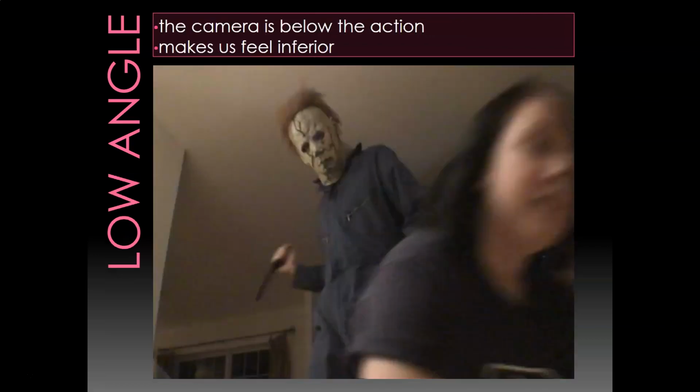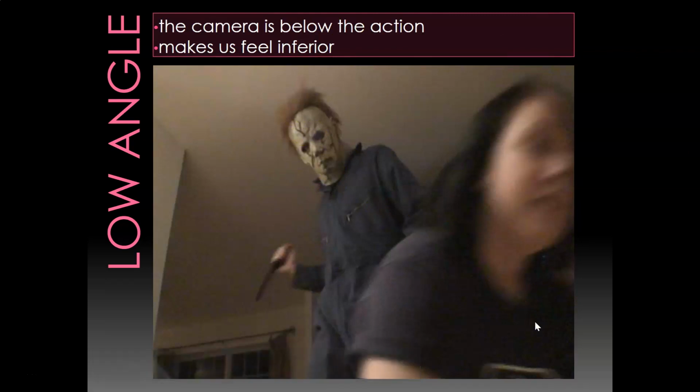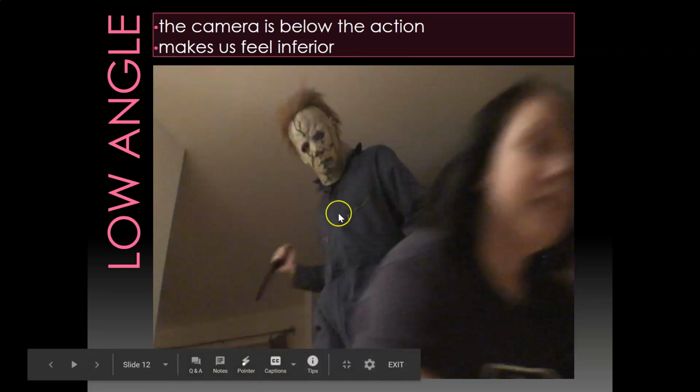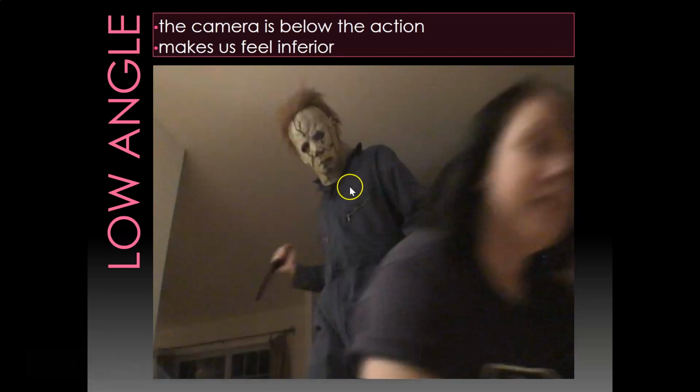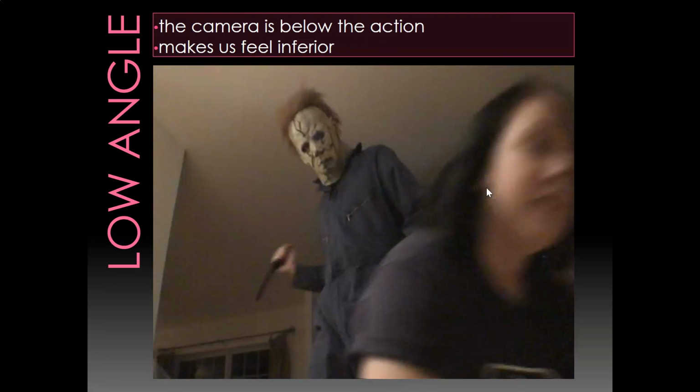And then you have the opposite, you have the low angle, right? So if you have a low angle, it makes the actor look superior, but it gives the audience a feeling of inferiority. So you see this in horror movies quite a bit, where you have Jason, that's not Jason, that's Michael Myers, overlooking us, and it just makes it a little bit more creepy and scary, because we have this feeling of inferiority.